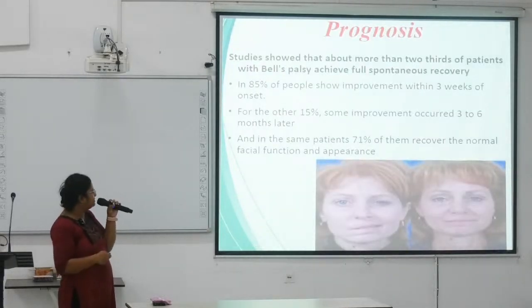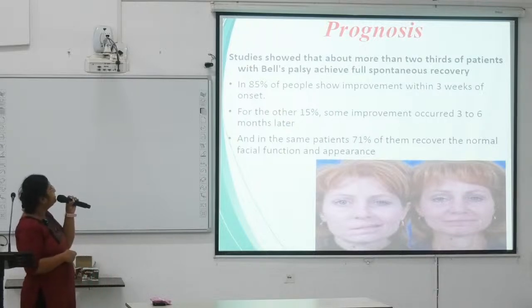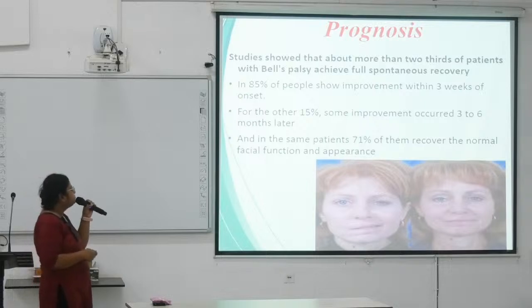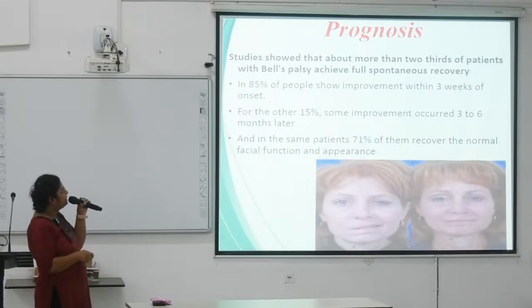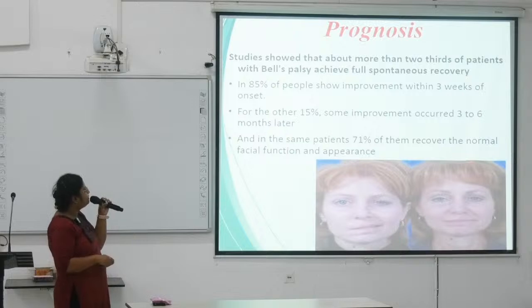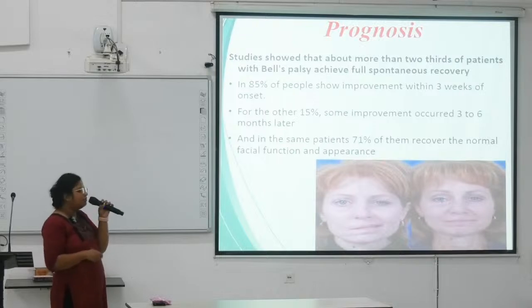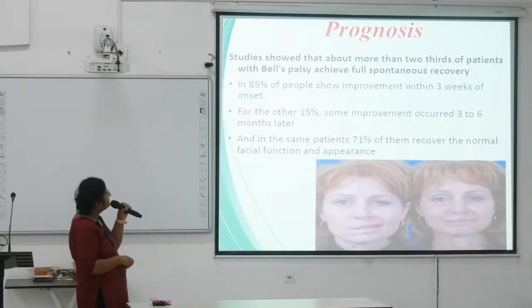Next, what is the prognosis? Studies show that more than two-thirds of patients with Bell's palsy achieve full spontaneous recovery. In 85% of people, improvement is seen within 3 weeks of onset, and in the other 15%, some improvement occurred between 3 to 6 months later. Of the same patients, 71% recovered normal facial function and appearance. So this is the recovery rate, the prognosis of Bell's palsy.